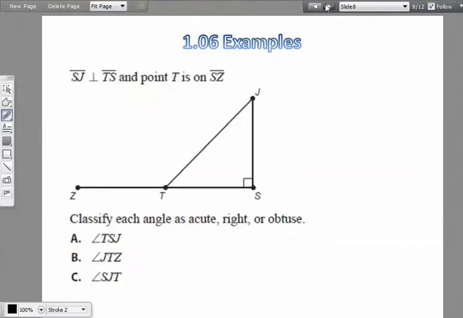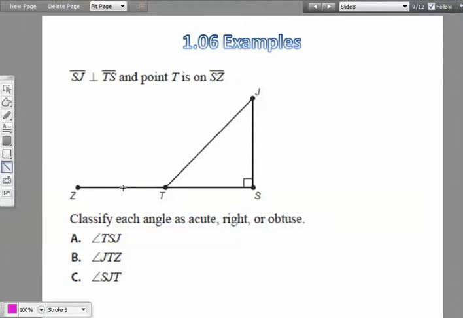Okay, let's see what we've got next. Segment SJ is perpendicular to segment TS and point T is on segment SZ. Okay, now when they're telling us they're perpendicular, they're letting us know that a right angle has been formed, because here's SJ and here's TS, and they form a right angle. So we already know that's 90 degrees. Point T is on SZ, so here's segment SZ. All right. Classify each angle as acute, right, or obtuse.